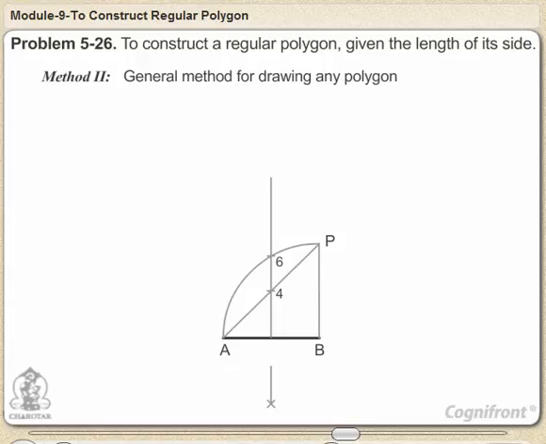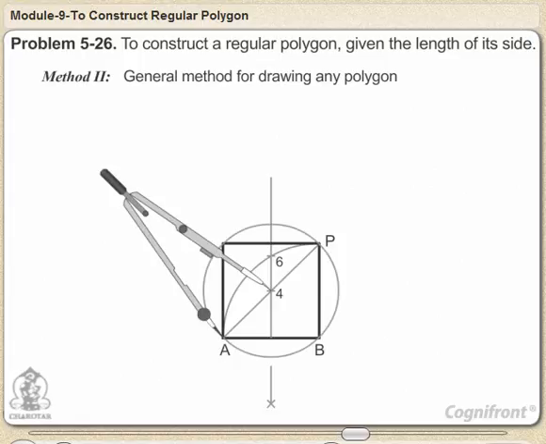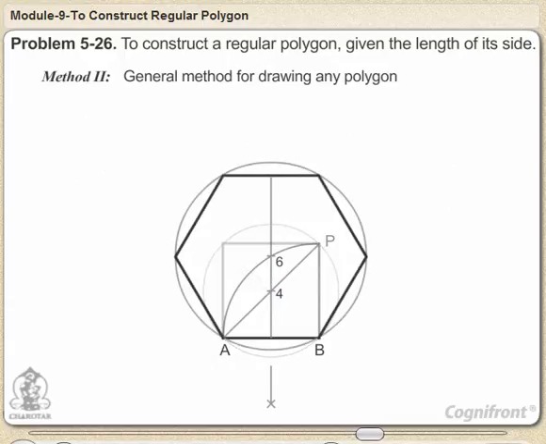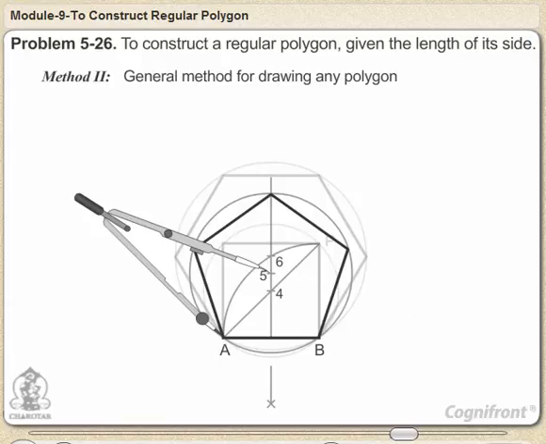A square of side equal to AB can be inscribed in the circle drawn with center 4 and radius A4. A regular hexagon of side equal to AB can be inscribed in the circle drawn with center 6 and radius A6. The midpoint 5 of the line 4, 6 is the center of the circle of radius A5, in which a regular pentagon of side equal to AB can be inscribed.